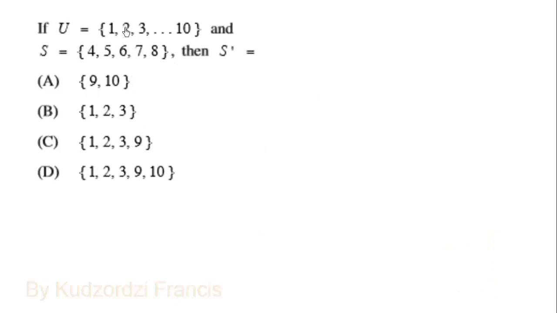So we have the universal set to be this, and we have the set S to be this. We want to find S complement. So S complement are elements in the universal set that are not here. So let me rewrite the universal set again. So U is equal to 1, 2, 3, 4, 5, 6, 7, 8, 9 and 10.